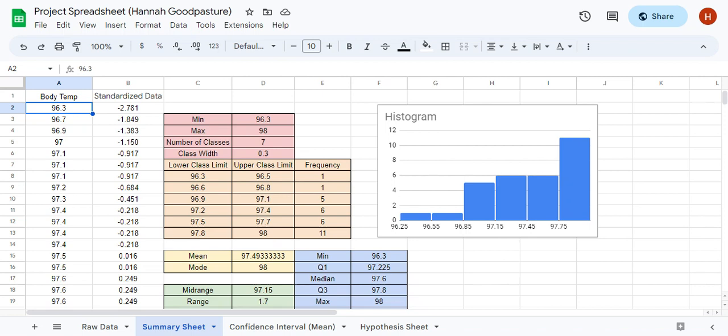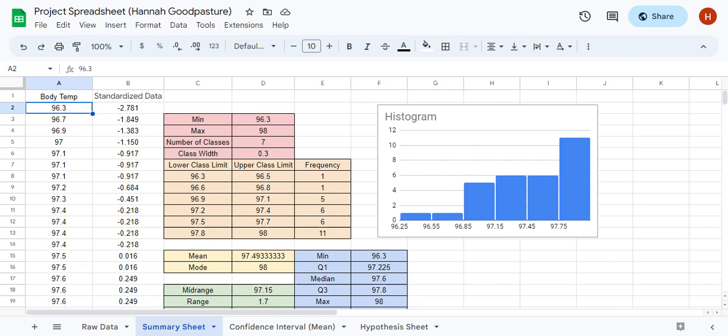Data set. My data originally had 130 values, and now in my sample it has 30. In my summary sheet, I chose the body temperature data, and right next to it in column B is the standardized data. This represents how far these values are away from the mean in terms of standard deviations.